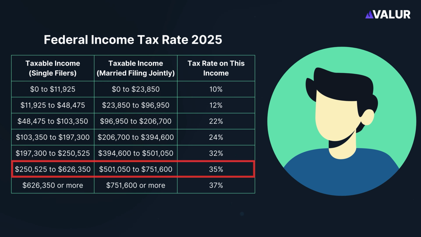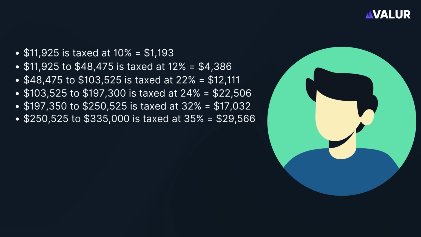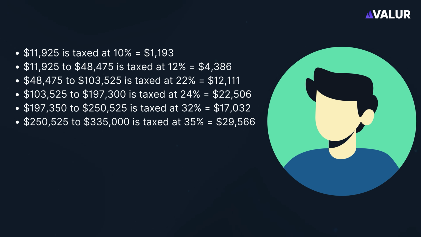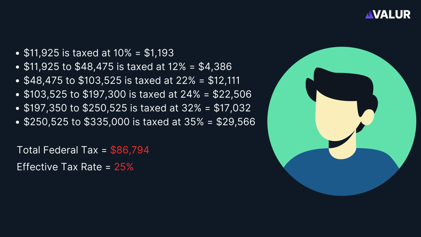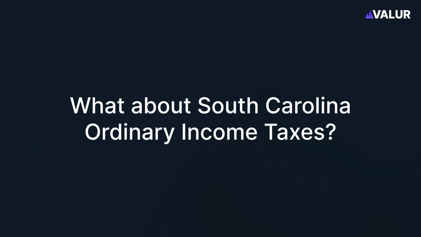This means the 35% bracket begins at around $250,000 of income. This is why only earnings above that threshold are taxed at 35%, while income under that amount is taxed at lower rates. Adding these amounts together, Jack would pay around $86,000 in federal income taxes for 2025, resulting in an effective tax rate of approximately 25%. What about South Carolina ordinary income taxes?